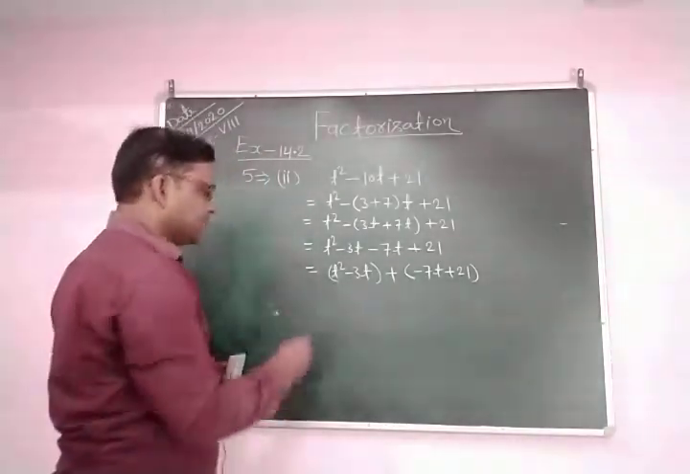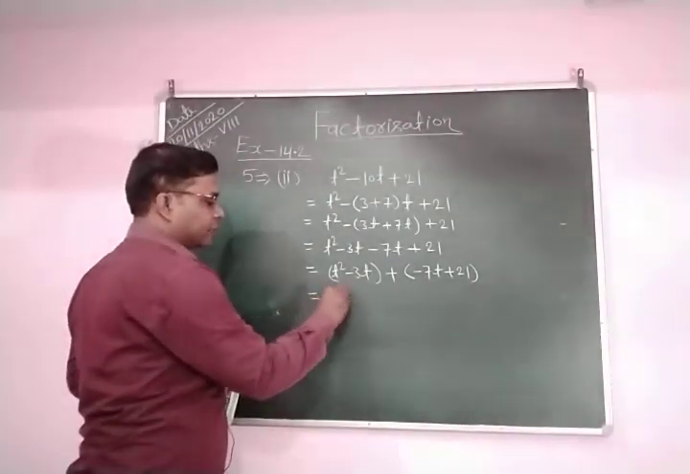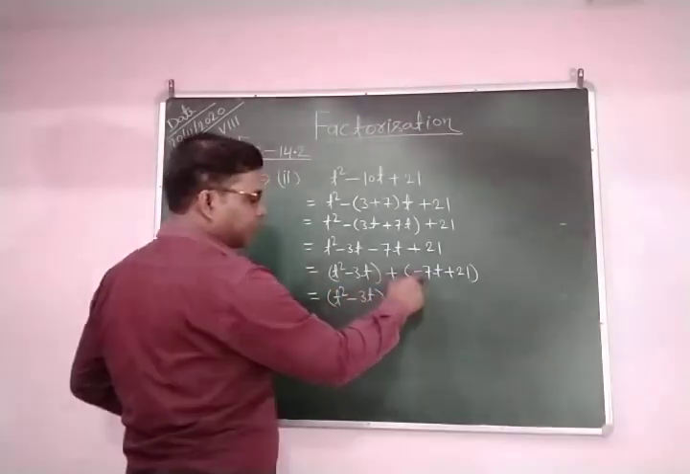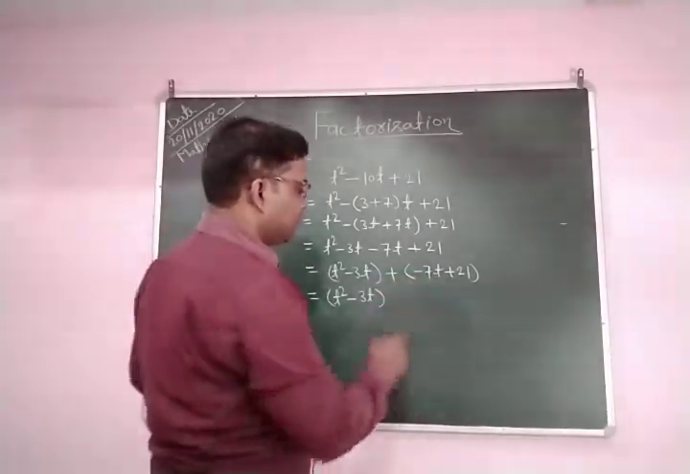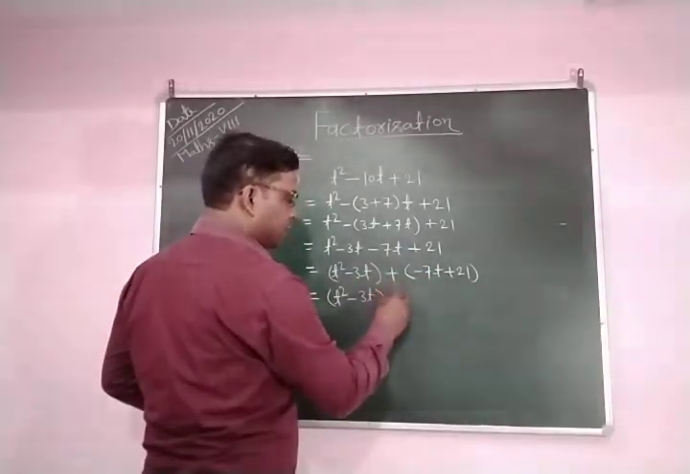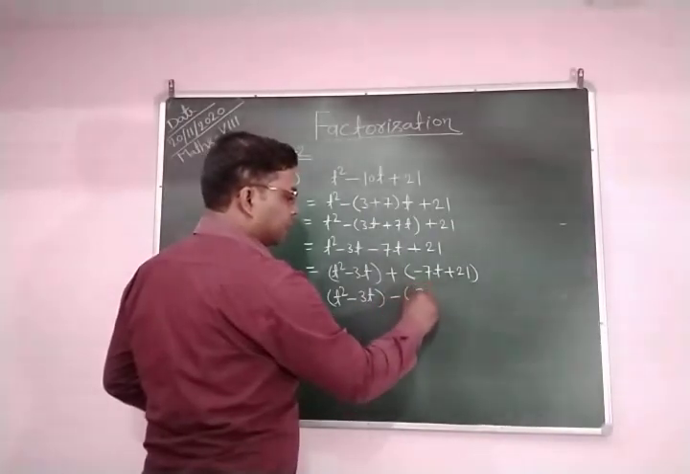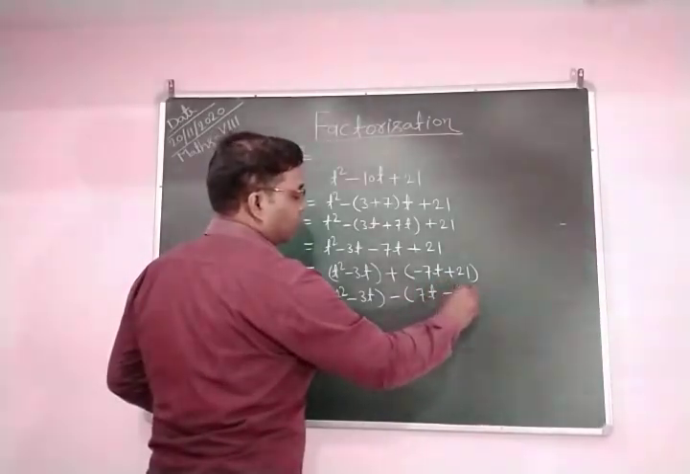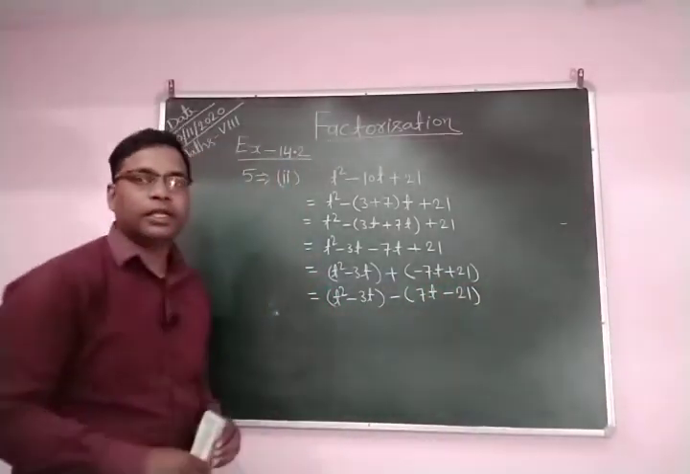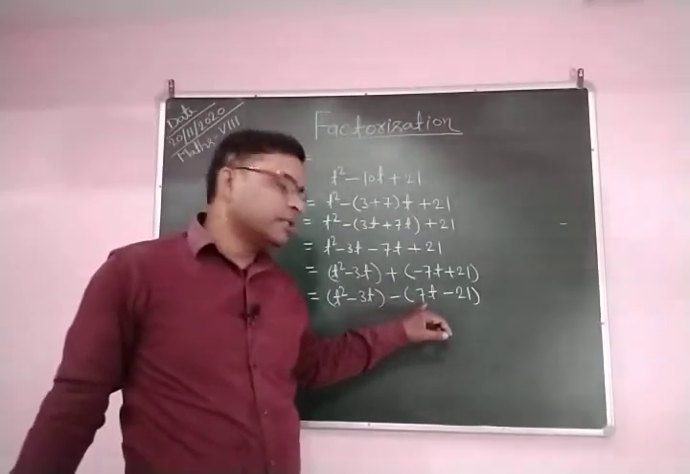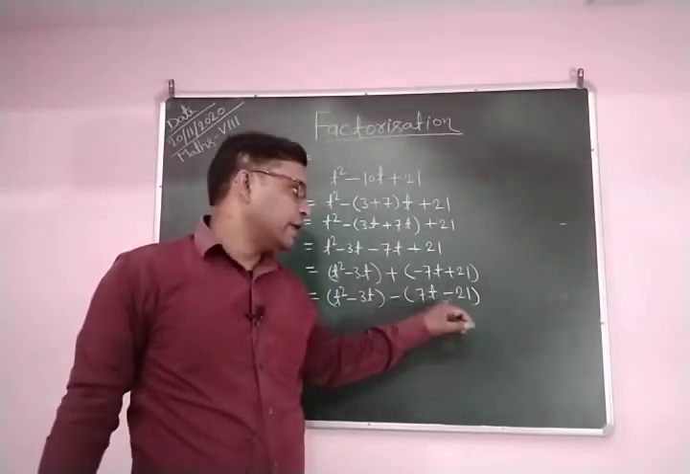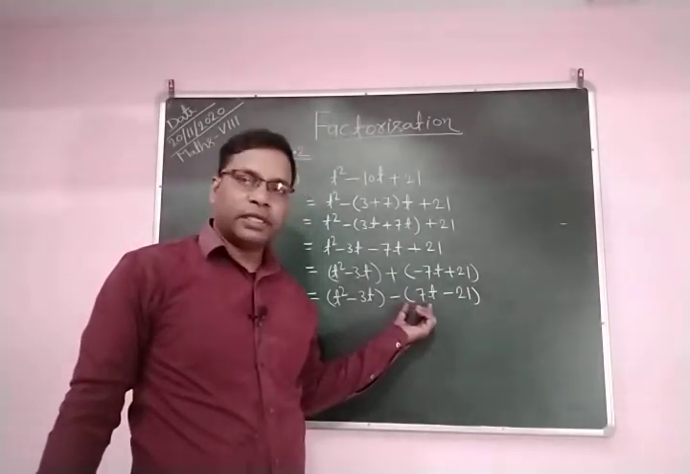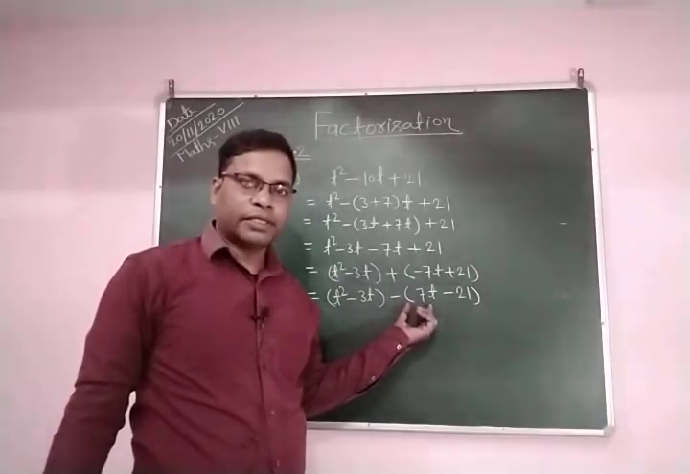Okay, so you can write it like this: t square minus 3t, and if you take the sign common from the second bracket, it becomes minus into minus plus, this is equal to minus, and here it becomes plus 7t, and here this is my plus, so it becomes 21. Clear? If you open this bracket, this again becomes plus 7t and plus 21. Okay, so don't be worried, don't be confused about these signs. Clear?